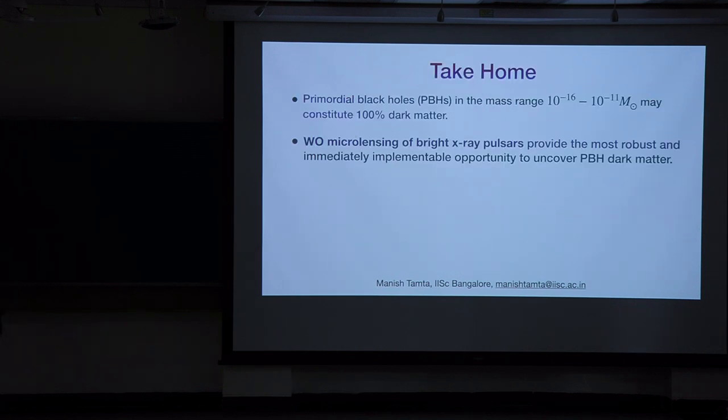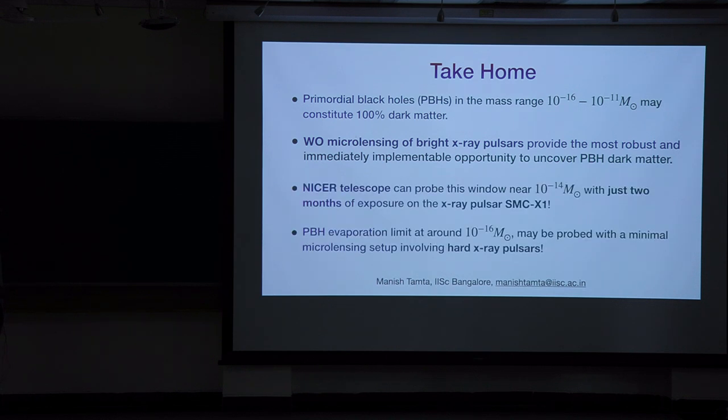Right, so these are the take homes. The primordial black holes in the mass range 10 to the minus 16 to minus 11 solar mass may constitute all of the dark matter. And what we showed is that the wave optic microlensing of bright X-ray pulsars provides the most robust and immediately implementable opportunity to uncover primordial black hole dark matter.